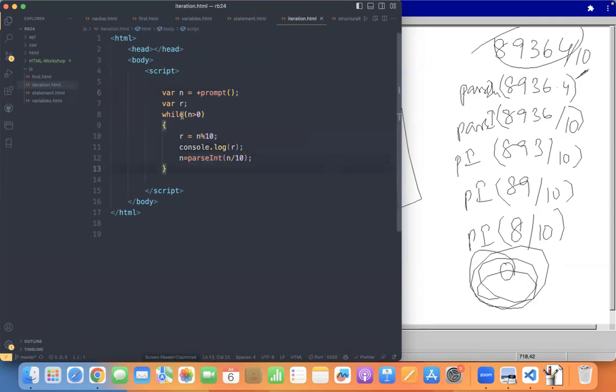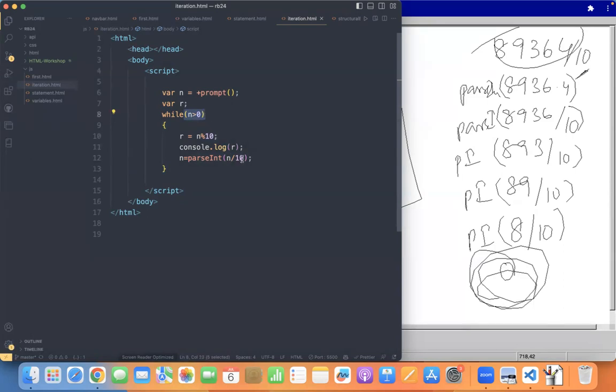Okay. Next, 89 is greater than 0. So R is equal to 89 modulus 10. Okay. 89 modulus 10 is what? 9. 9 will be printed. After that, 89 by 10. What is 89 by 10? 8.9. What is the parse of 8.9? 8. 8 is greater than 0. 8 modulus 10 is 8. So R gets 8. 8 by 10 is 0.8. Parse of 0.8 is 0. Again, 0 is not greater than 0. So the condition failed. So it stops.